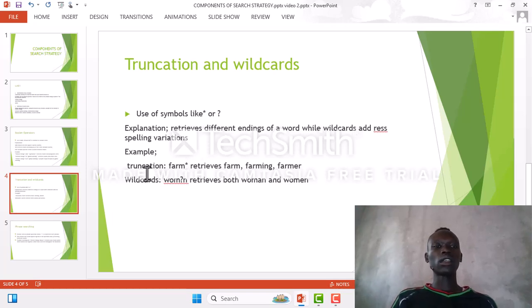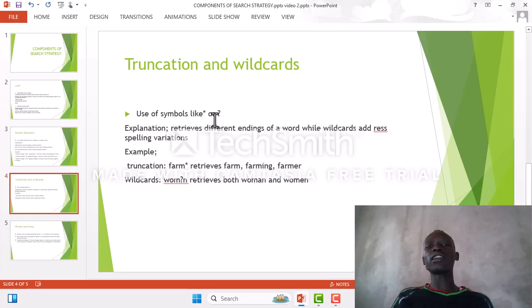For example, for truncation we have farm and then a star. This retrieves farm, which is a garden or a very large piece of land where they grow crops and rear animals. Then also we have farming. You see this star, you can add ing to the farm. You can also add er to the farm to become farmer. So this is just truncation. This is where symbols like star or question mark are used. So we can put here a question mark which tells us that it can either be farming or farmer. It can also be farm.